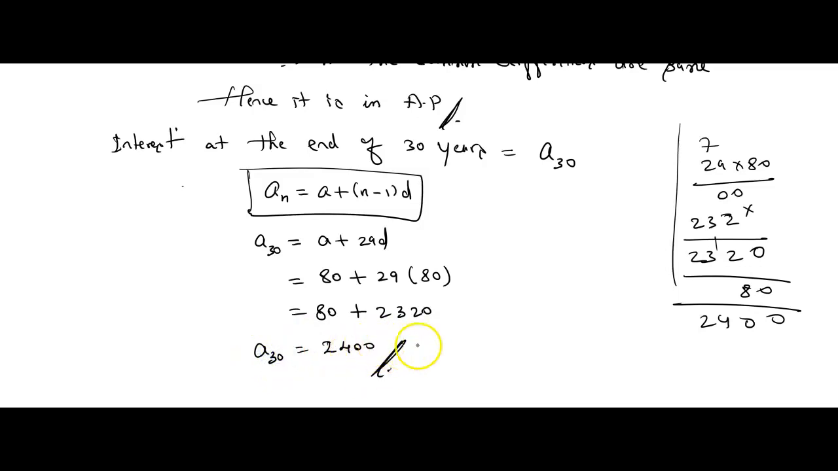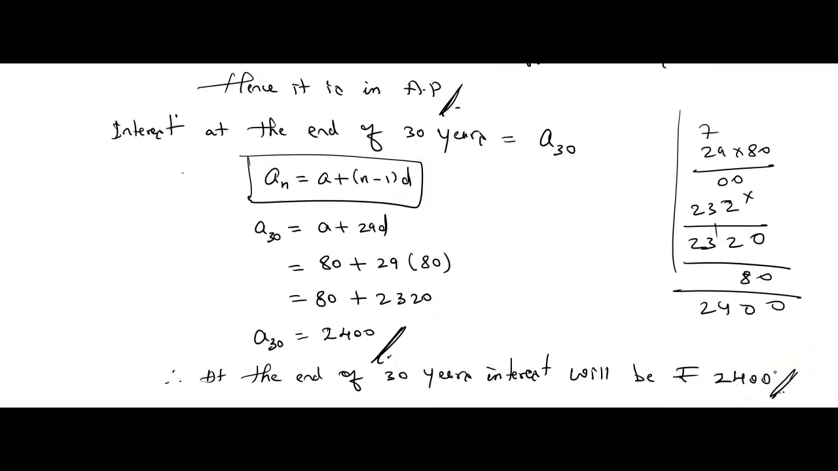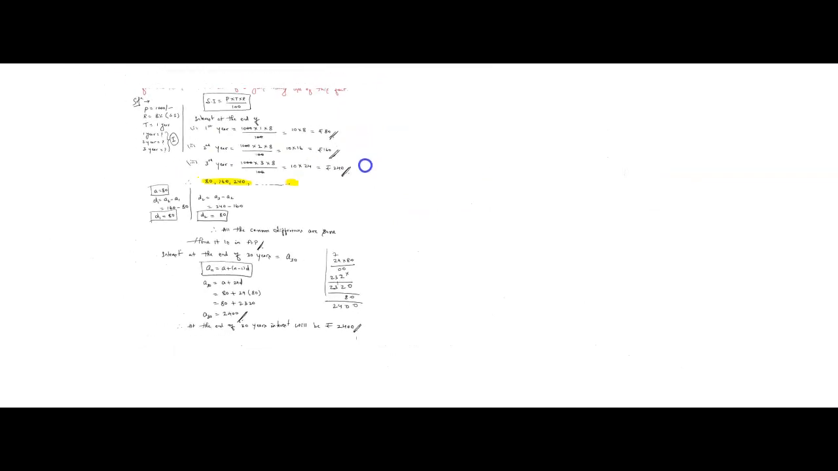So we can write as, therefore at the end of 30 years, what is the interest? At the end of 30 years, interest will be rupees 2400. I hope you have understood this problem, right? Is it simple, children? Understood? You can see the overall sum here, just as what we have done. Is it visible?